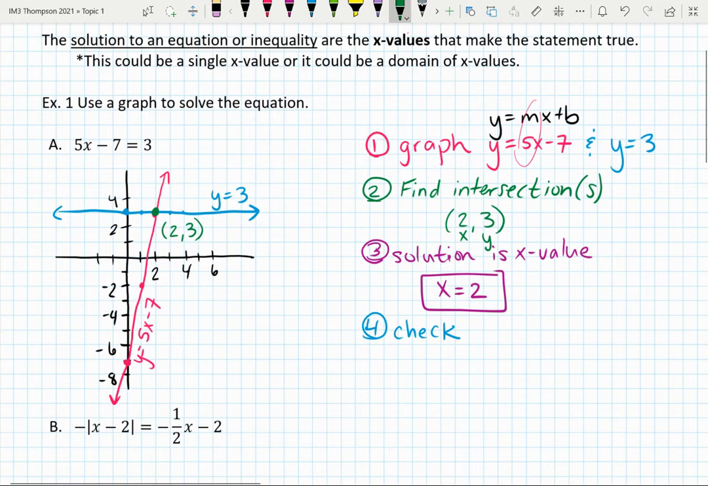So I'm going to take 2 and I'm going to plug it back into the original equation and make sure that it works. So let's see. My original equation is 5x minus 7. So instead of x, I'm going to plug in 2. And is that indeed 3? 5 times 2 is 10. 10 minus 7 is 3. Yes, it works.